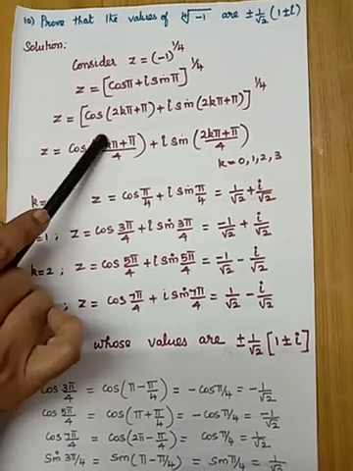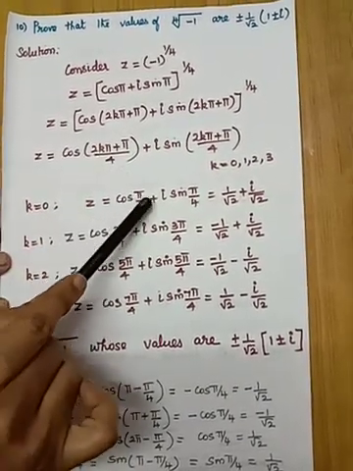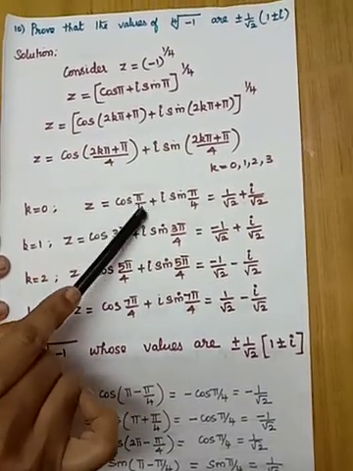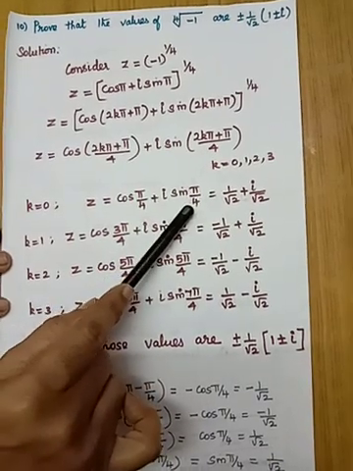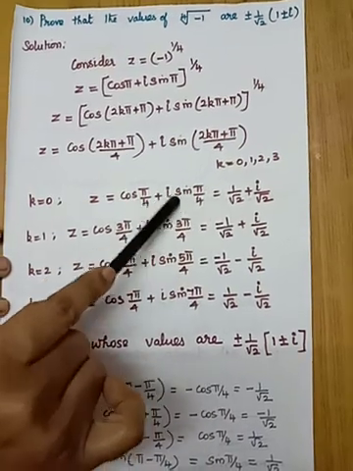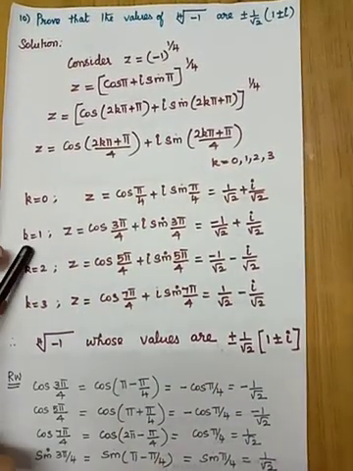While substituting k equal to 0, this term will become 0. So it is cos pi by 4 plus i sin pi by 4. You know very well, pi by 4 is 45 degrees. Cos 45 and sin 45 values are 1 by root 2. So here you have 1 by root 2, and this also, 1 by root 2 into i, is i by root 2. So go for k equal to 1.